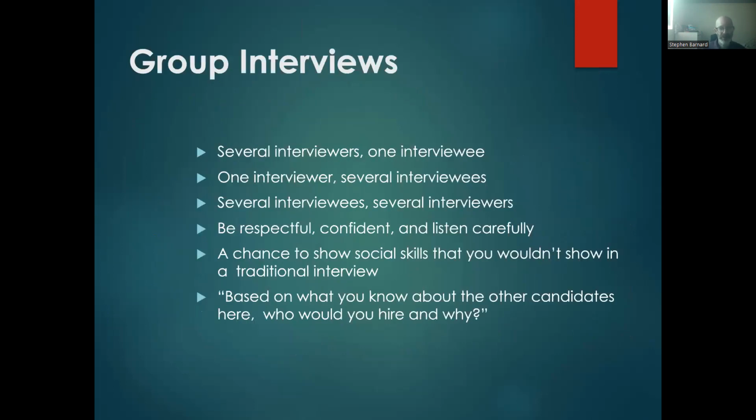Okay, group interviews. This is something that you're going to experience at some point in your life. There might be a panel interview, so four interviewers and one interviewee, and each interviewer will ask the single interviewee a few different questions. Or you might have one interviewer and then it's you and a few other people, and they will ask you all similar questions. It's important to be respectful, to be confident, and listen carefully.